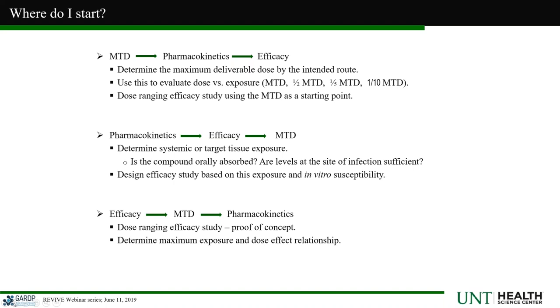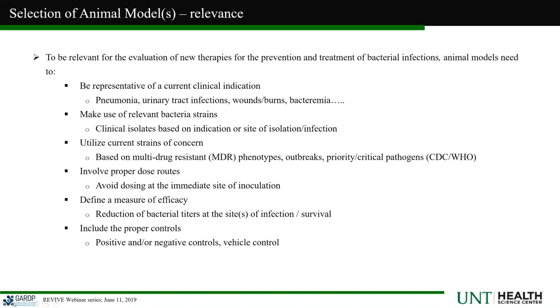So when you select an animal model, it has to be relevant. It has to have some type of connection to the clinical condition. So it must represent a current clinical indication, because that's what you're going to be doing your phase two trials in. So it needs to be an animal model representative of a lung infection like pneumonia, UTIs, skin infections, wounds, burns, bacteremia, et cetera. It has to mimic at least that condition. We're going to show some examples of that in ensuing slides.